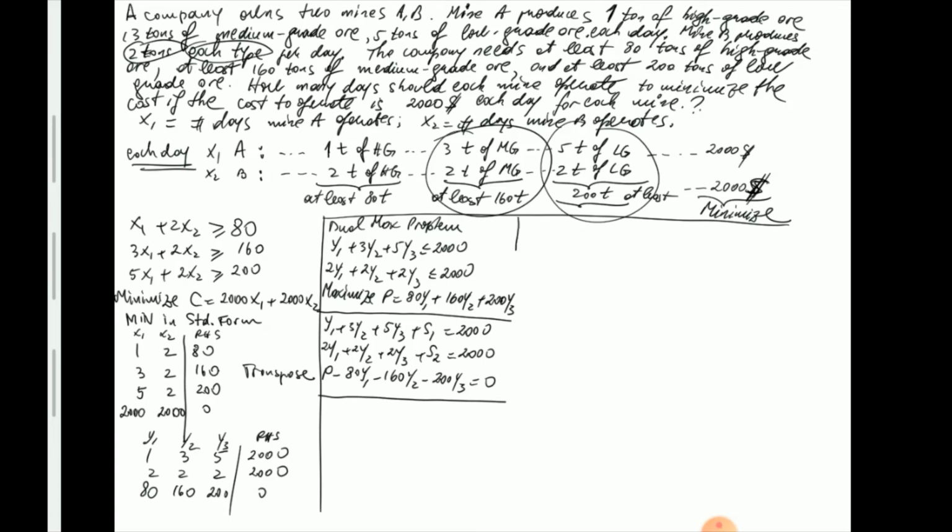Come up with the simplex tableau, the initial simplex tableau. We're going to write the basic variables later, right? So in the order P, Y1, Y2, Y3, S1, S2, right hand side. We're going to have 0, 0, 1, 1, 2, minus 80. Let's see, 3, 2, minus 160. Y3, 5, 2, minus 200. The slack variables.